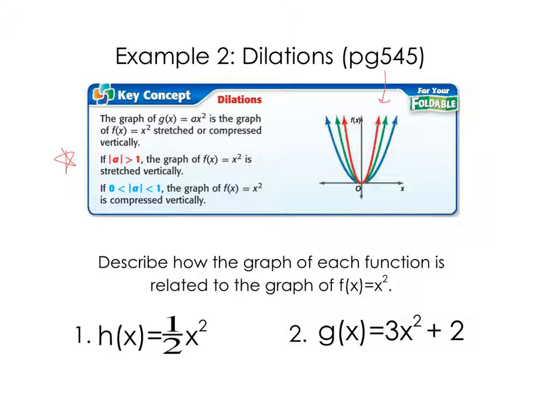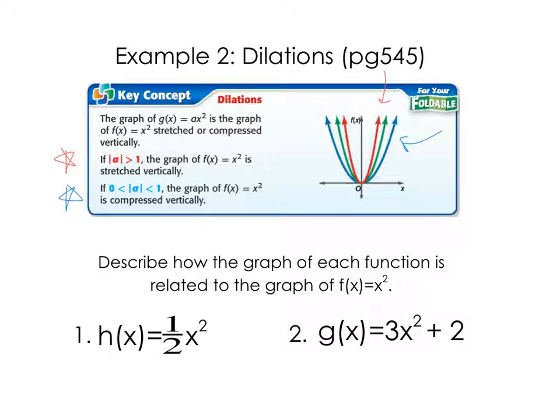Now on the other hand, if the absolute value of a is between 0 and 1, so what I like to say a lot of times is a fraction, a decimal. But you got to be careful because that fraction could be over 1, but many times when we have fractions, they're typically between 0 and 1, which we'll see for this unit. The graph of f of x equals x squared is compressed vertically, which means it's going to look like the blue here and look a little bit wider than the original parent graph.